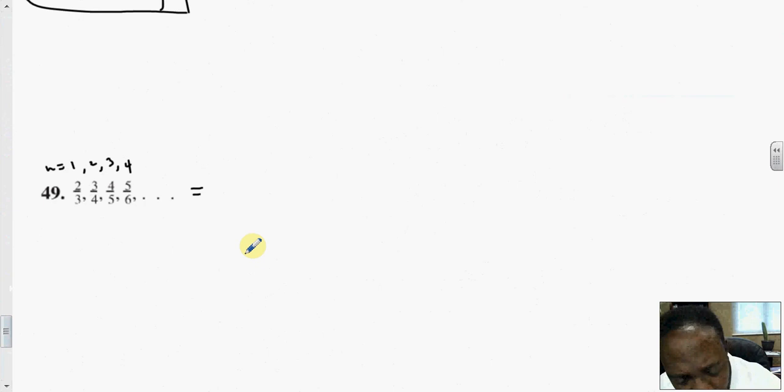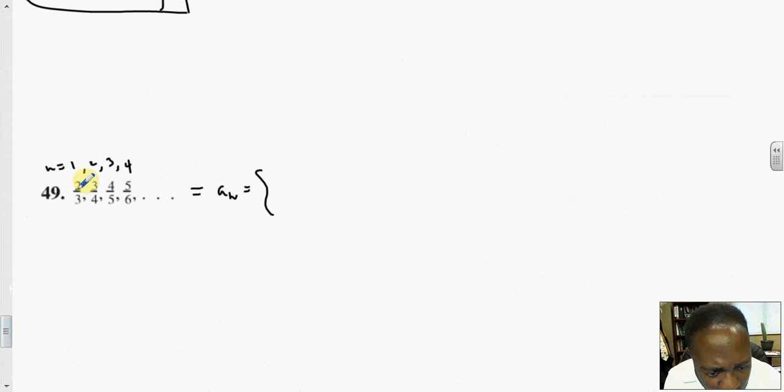So here the pattern for a sub n, if n starting at 1, so this is n for the numerator plus 1. Right, let's see if that's true. If n is 2, you get 2 plus 1, you get 3. And then this is 1 more than that, so this is n plus 2. So if n is 1, I get 2 over 3. If n is 4, I get 5 over 6. That works.